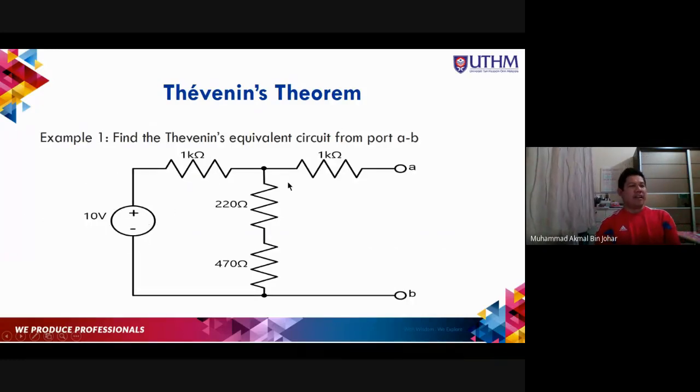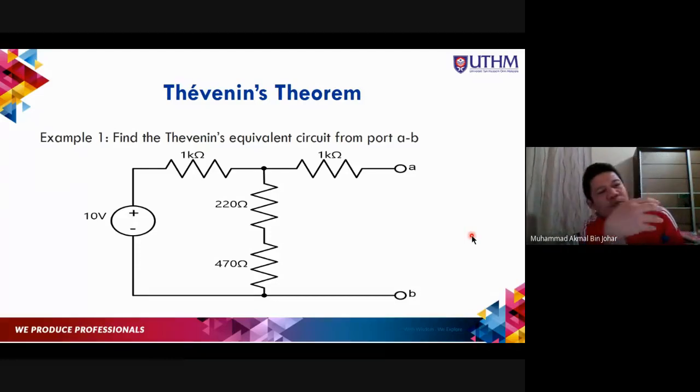Okay, so first, what's next? What we need to do, how to solve it? We need to calculate or determine the voltage Thevenin. So in this situation, what does it mean by voltage Thevenin? The voltage Thevenin adalah voltan yang you boleh lihat daripada perspektif port A dan B. So apa yang Thevenin nak tahu adalah di port A and B berapakah voltage yang equivalent terhadapnya, kan?